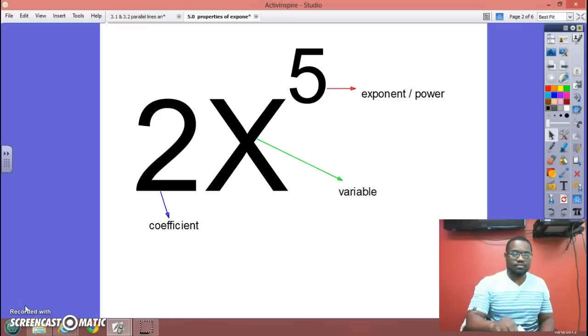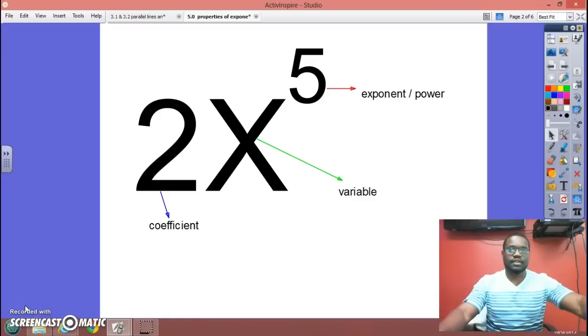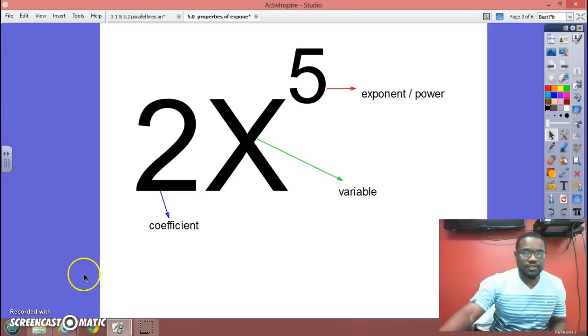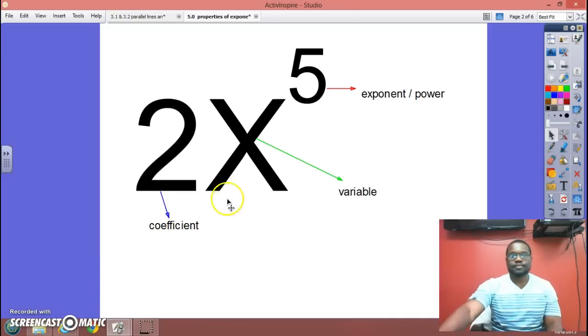Alright, so what we're working on today is exponent properties. And just to be clear, I had this little diagram up here. This right here is called a variable. The number in front of your variable is called a coefficient. Even if there is no number in front of it, there is a coefficient of 1. This is called the exponent or power. I'm going to say power probably a lot, or exponent a lot, so you know what I'm talking about.